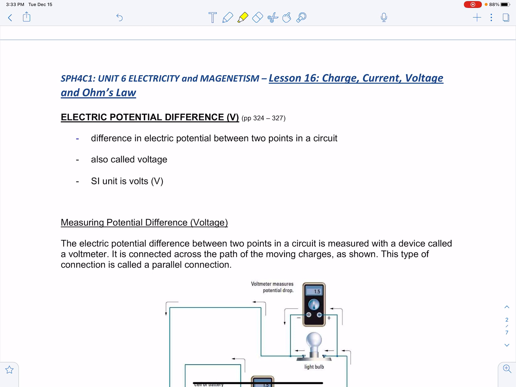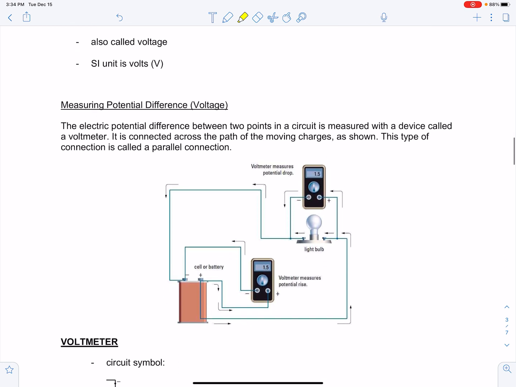The SI unit for voltage, or electric potential difference, is the volt, and the volt is given the symbol capital V. When you're measuring electric potential difference, you need a different device, not an ammeter. This time you need a voltmeter. The electric potential difference between 2 points in a circuit is measured with a device known as a voltmeter. It is connected across the path of the moving charges. As shown, this type of connection is called a parallel connection.